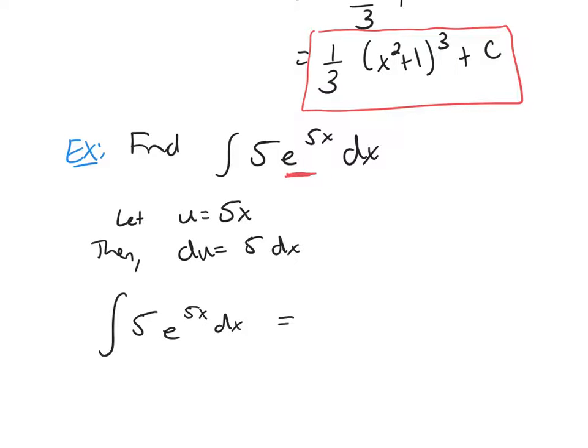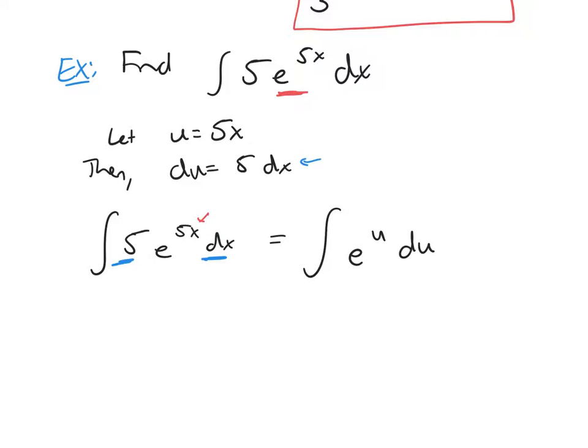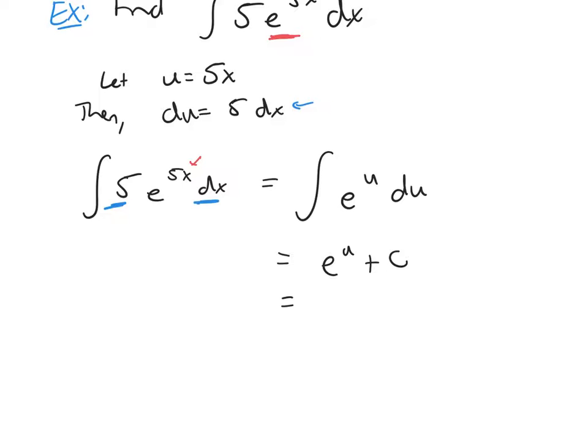So the first thing is this 5x is going to become a u, and then what was left is this 5 dx, which becomes a du here. Well, then an antiderivative of e to the u is just e to the u plus c. And again, switch back to your original variable, which was x: e to the 5x plus c.